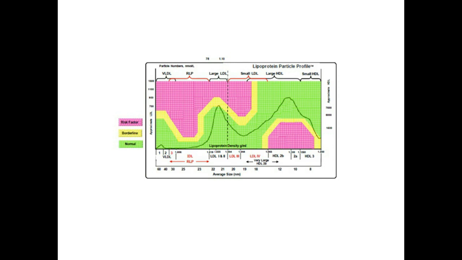So if this particular portion was really high here, that's not as protective as here. You can see from this line to this line that there's a major peak, and that's your HDL2B, which is, once again, very protective of this patient.